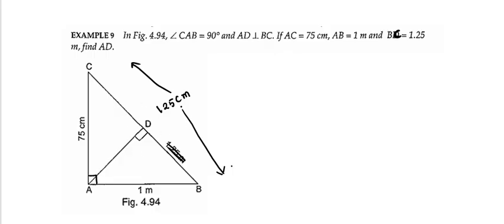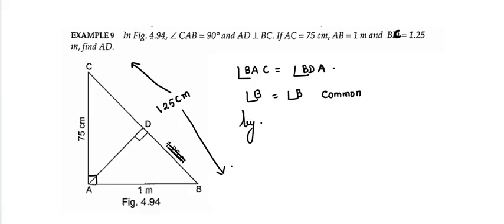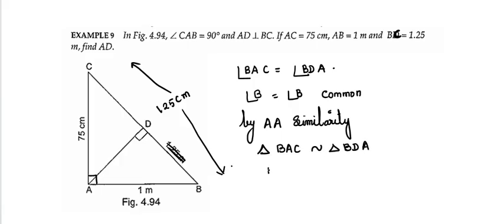So we need to compare the bigger triangle. If you see, angle BAC is equal to angle BDA and angle B equal to angle B common. So by AA similarity, triangle BAC is similar to triangle BDA. Write CPST. BA by BC equals BD.